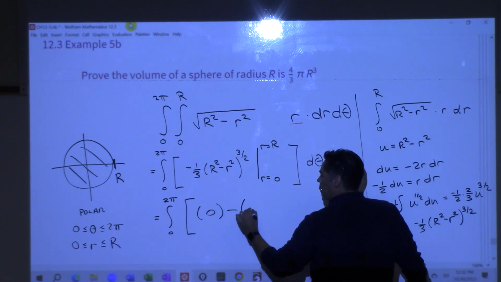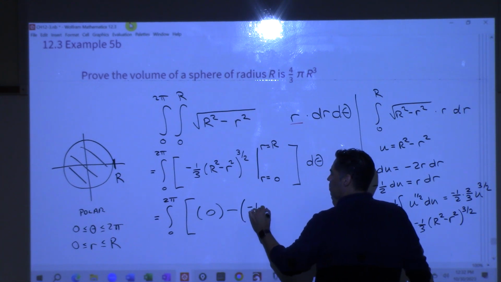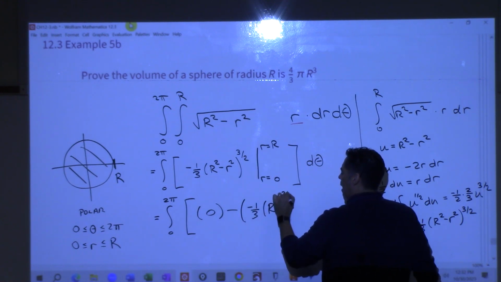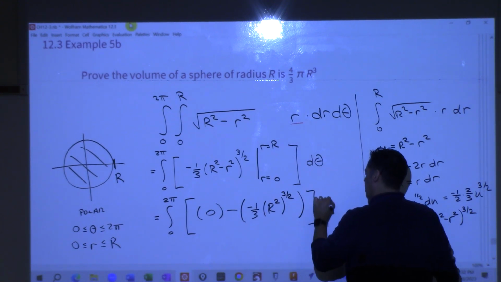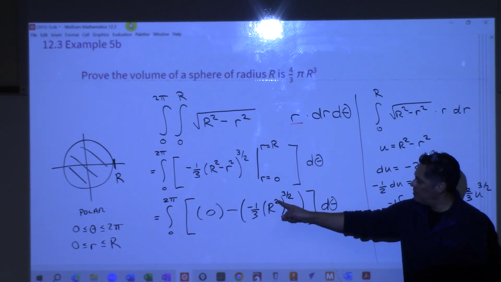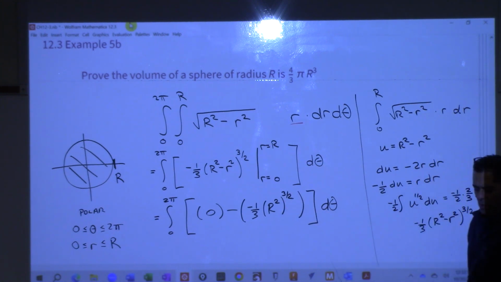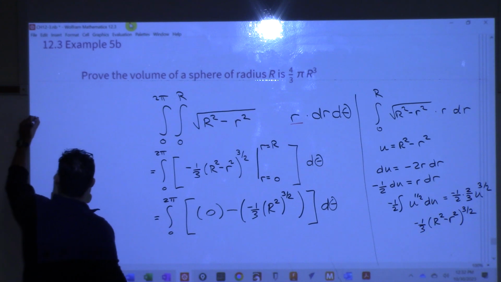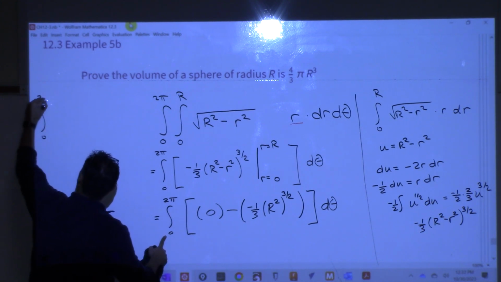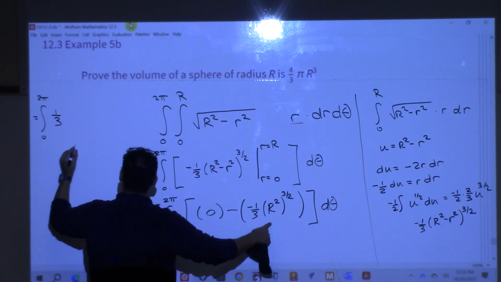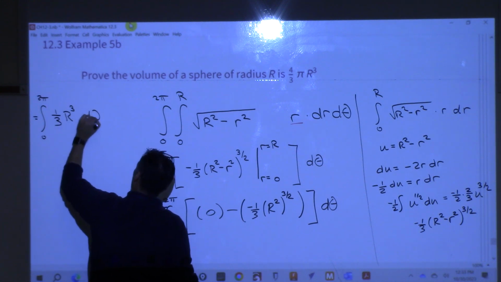We're left with negative 1/3 capital R squared, but then that's 0, right? And then that to the 3/2, d theta. Something squared to that power, you multiply the powers, that just becomes R cubed. So continuing up here, we still have this integral, 0 to pi. Clean this up. Minus minus is plus 1/3 R cubed d theta, right? That's it.